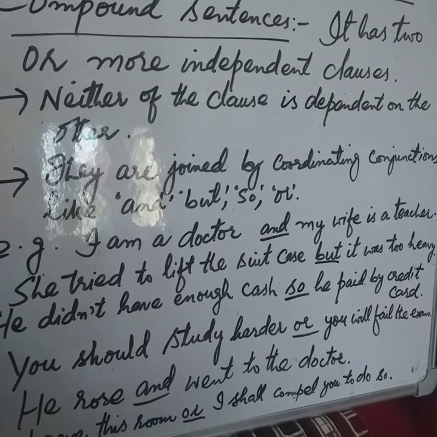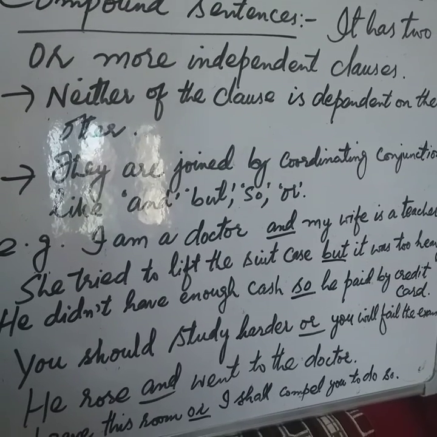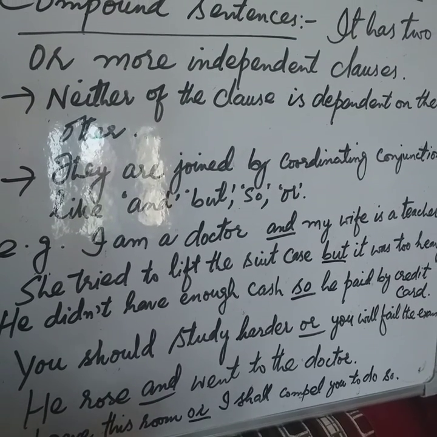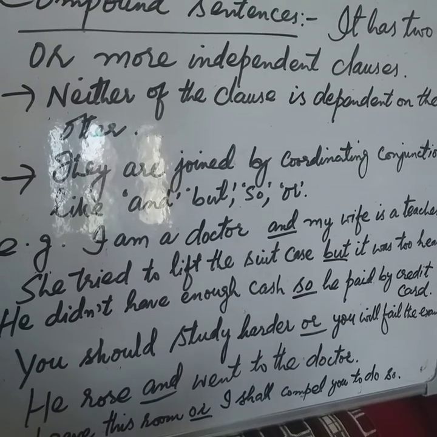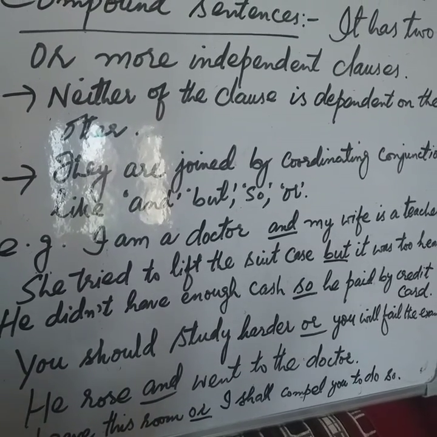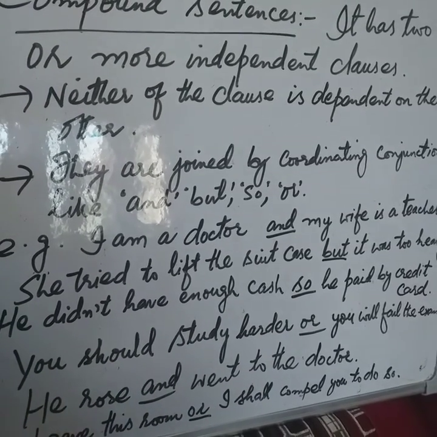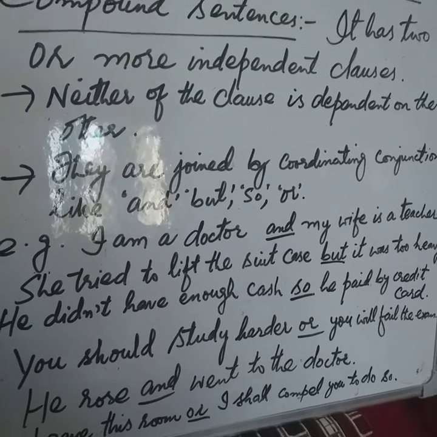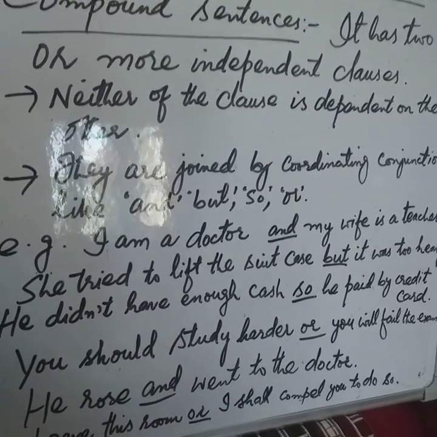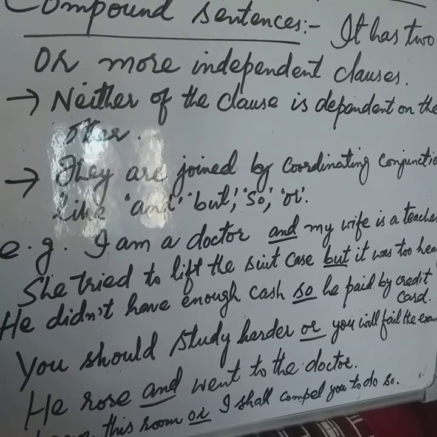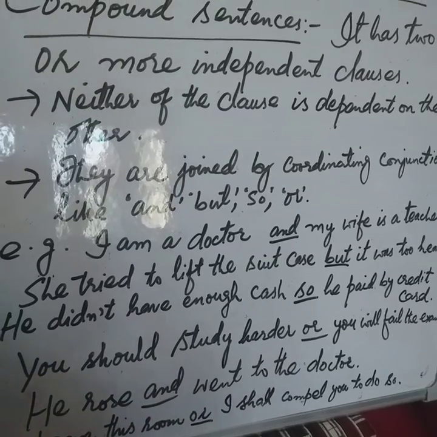Similarly, you should study harder, or you will fail the exam. These are two independent clauses. You should study harder, one. You will fail the exam, it's another. They are joined by the conjunction or. So then it becomes a compound sentence. He rose, one independent clause, and went to the doctor. Got it? And went to the doctor, second independent clause. These are joined by and.